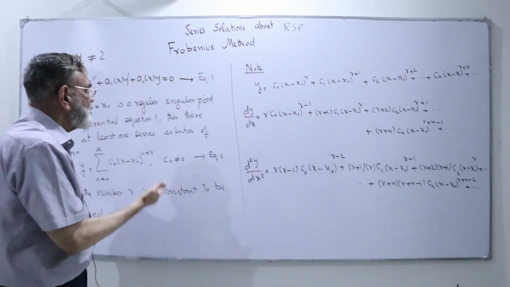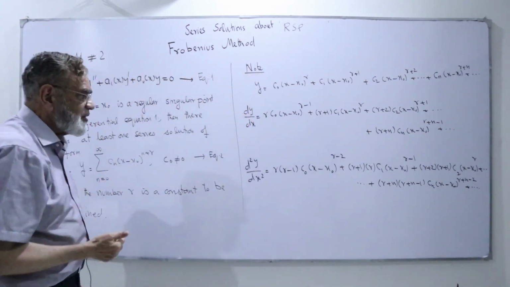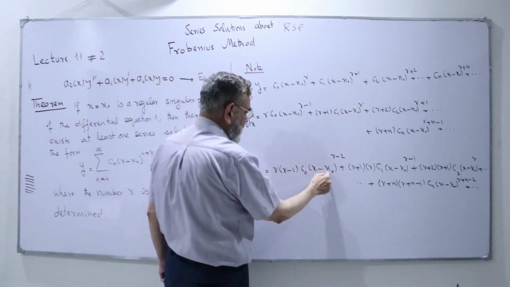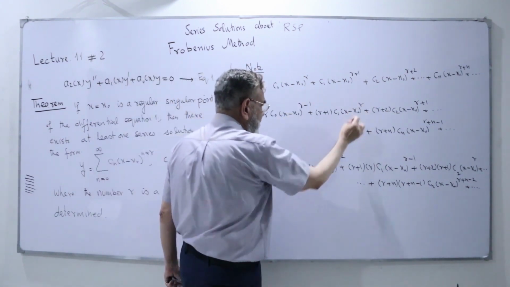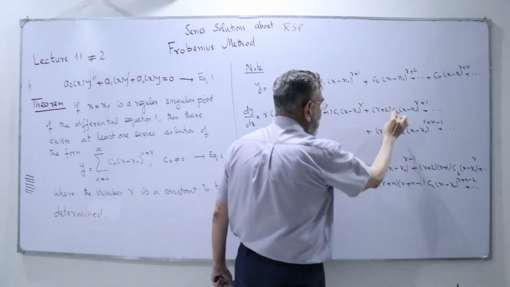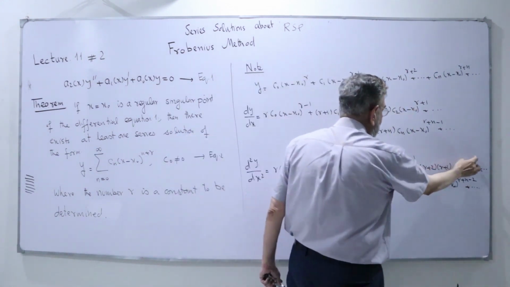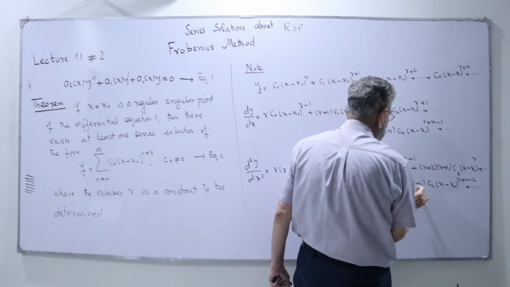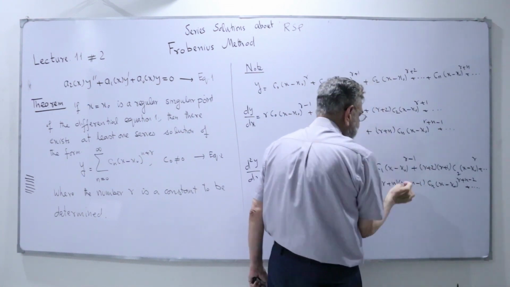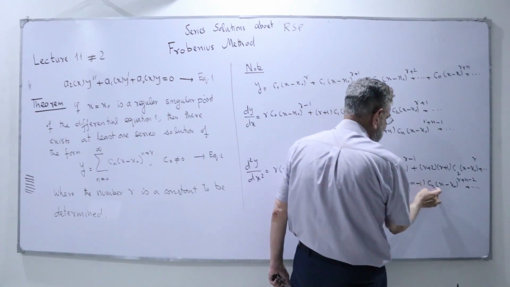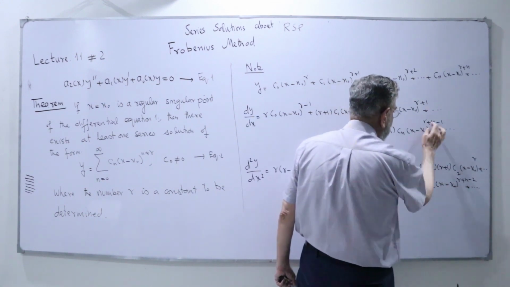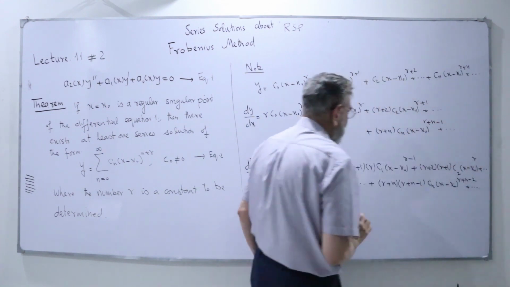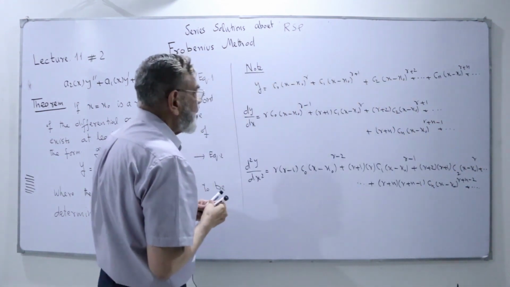Because we need the second derivative, we take the second derivative of this one. This becomes r(r minus 1) (x minus x0) to the power r minus 2. Here we get (r plus 1) r, and here we get (r plus 2)(r plus 1), and the general term (r plus n)(r plus n minus 1) cn (x minus x0) to the power r plus n minus 2. So we can write this in a general form also.